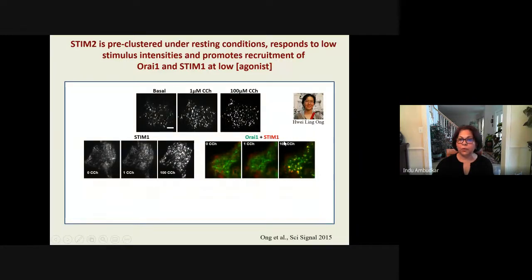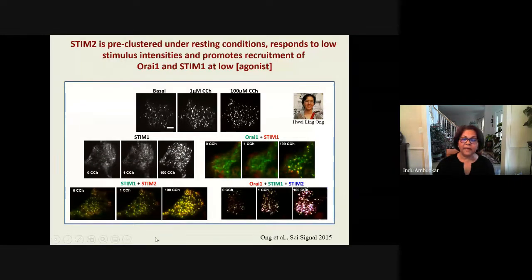If you co-express ORI, it does not rescue this low agonist response, but you do get very nice responses at a high agonist concentration. Now, since cells have all three proteins together, what happens if you express Stim1 and Stim2? In that case, we find that Stim1 also co-clusters with Stim2. So Stim2, in a sense, endows Stim1 with the ability to cluster at these low agonist concentrations. And when you have the three proteins together, you see very nice co-clustering of all of them at 1, and then further clustering at 100.